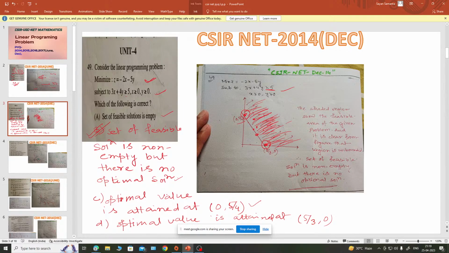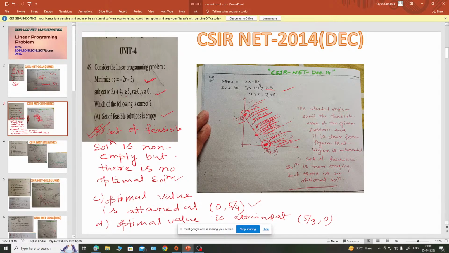These solutions are called feasible solutions. But an optimal solution does not exist because this feasible region is unbounded. So the optimal solution does not exist. Feasible solutions exist, but there is no optimal solution.